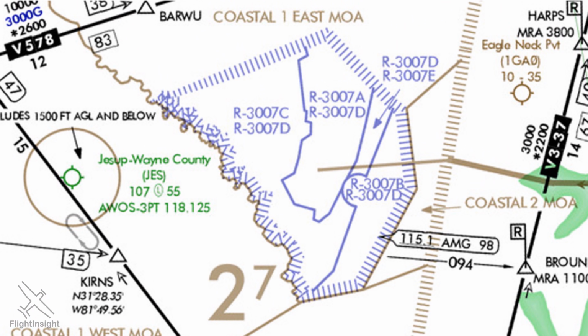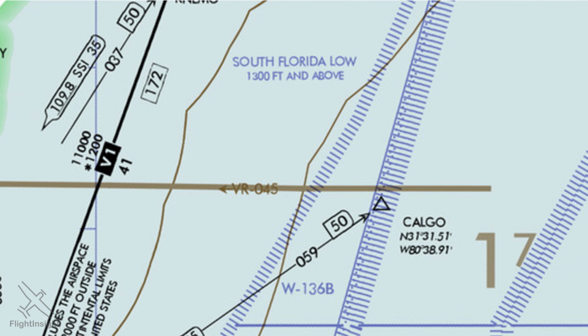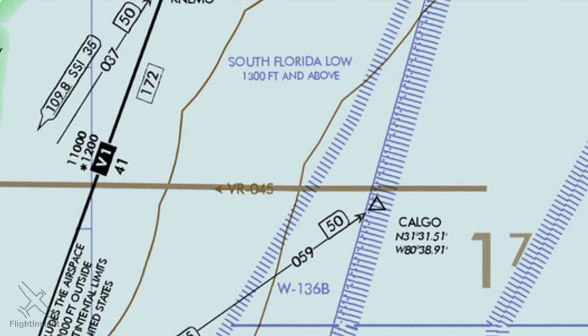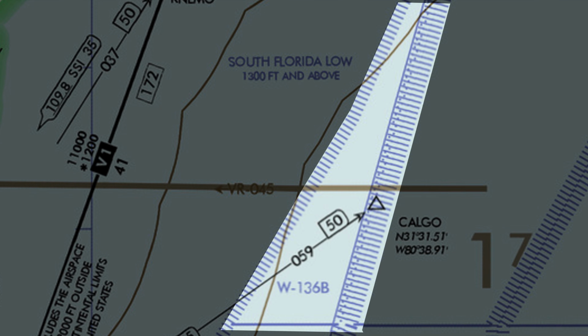Here are restricted areas noted with the letter R and a number. We can go through these as long as the controlling facility allows it, but it's good to see these on a chart so we could plan our flights around them in case we don't get cleared through. Similar to the restricted areas are the warning areas that lie off the coastline. Here's warning area 136 Bravo.